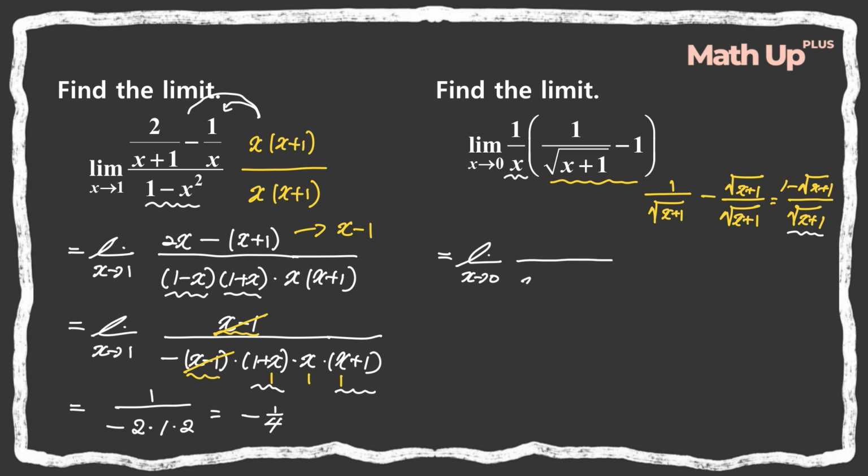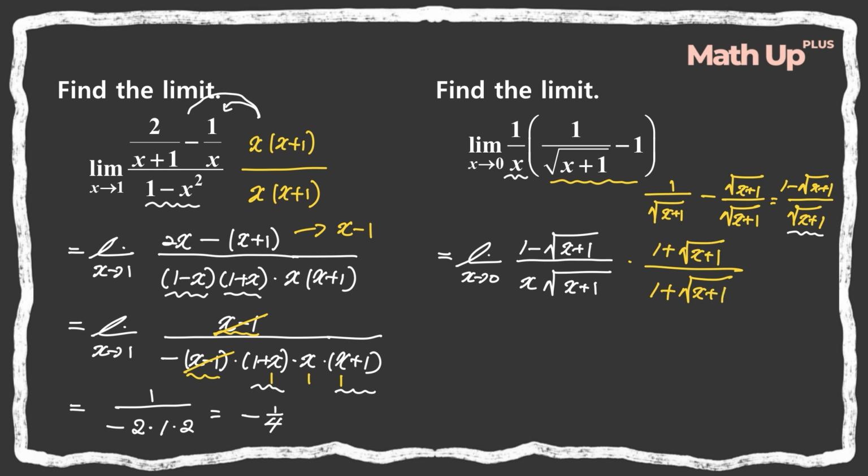So we have x times the square root of x plus 1. Numerator is 1 minus square root x plus 1, right? Now if we substitute 0 for x, then that's going to be 0 over 0, right? So we're going to have to rationalize this expression by multiplying by 1 plus square root of x plus 1, over 1 plus square root of x plus 1.